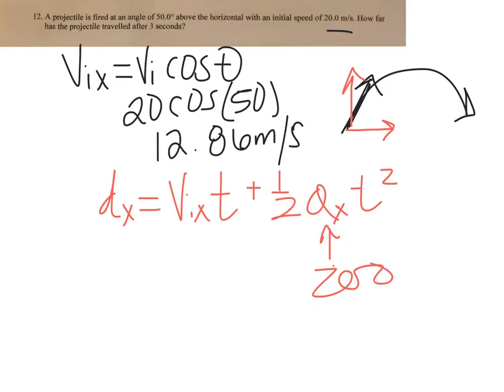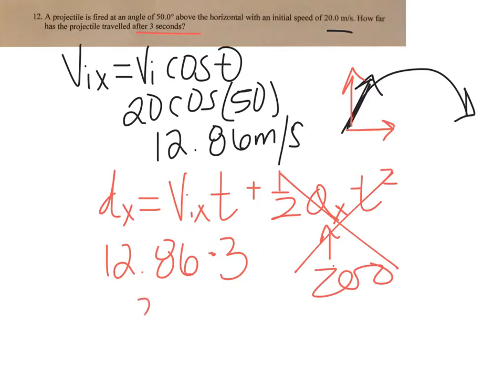All right. So what that means, anything times 0 is 0. So all that gets canceled out. We're just left with this first part. So we're going to take 12.86 times it by our time, which is given to us in our question of 3 seconds. And when you multiply that, you're going to get 38.58 meters.